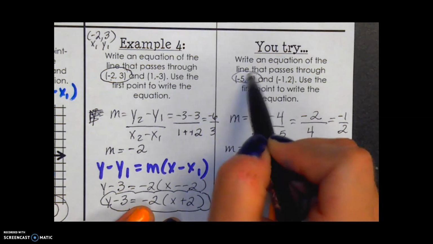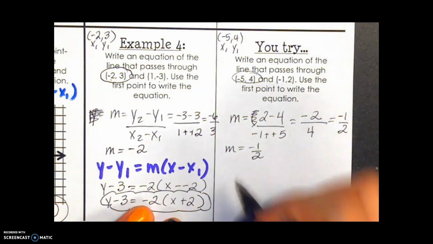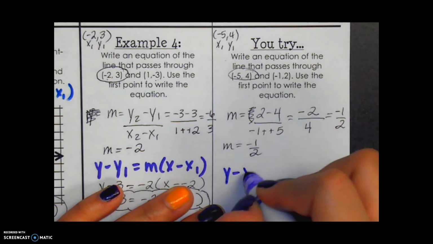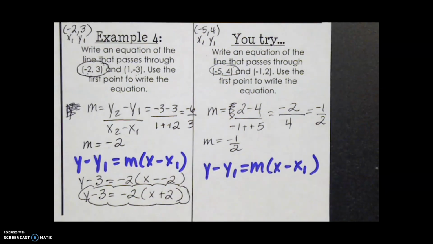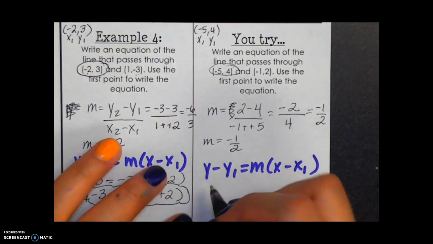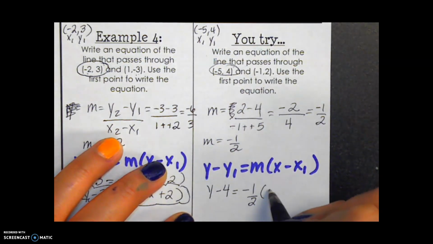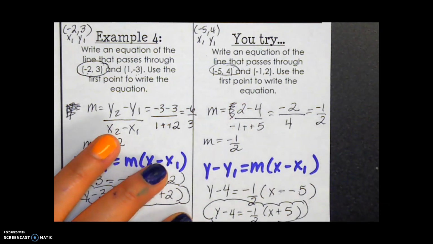I'm going to pick this point right here. So negative 5, 4, that's x1, y1. So let me rewrite my formula again because I want you guys to get used to it. y minus y1 equals m times x minus x1. Okay. So we just plug stuff in now. y minus 4 equals negative 1/2 times x minus negative 5. This minus negative just becomes a plus, so I'm just going to rewrite it. And there's your final answer.